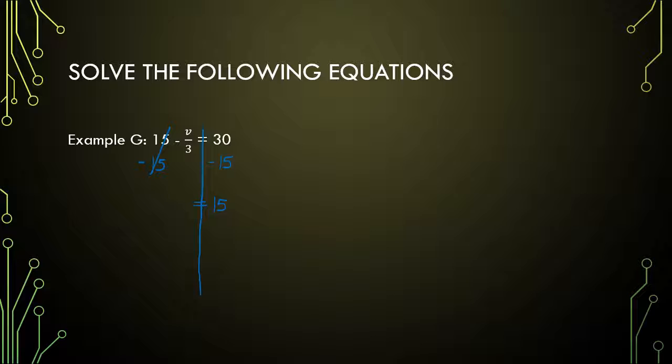We still have v divided by negative 3 to bring down. To get rid of dividing by negative 3, what we're going to do is multiply both sides by negative 3. So we'll multiply the left side by negative 3, and we'll multiply the right side by negative 3. Our negative 3 and negative 3 will reduce to 1 on the left side, leaving us with 1v. And on the right side, 15 times negative 3 will simplify to negative 45. So our answer would be v equals negative 45.